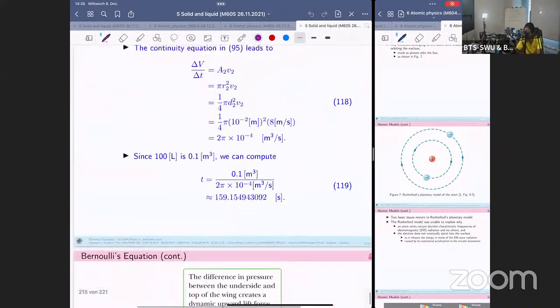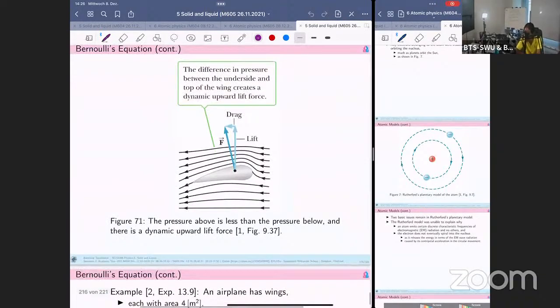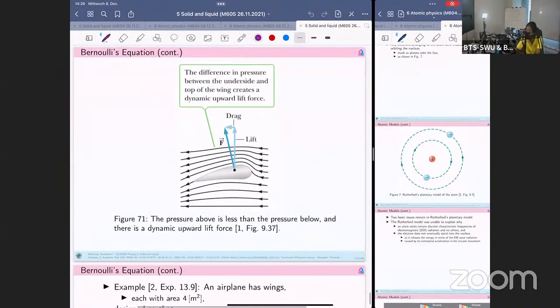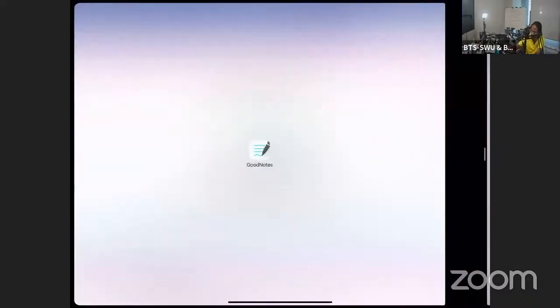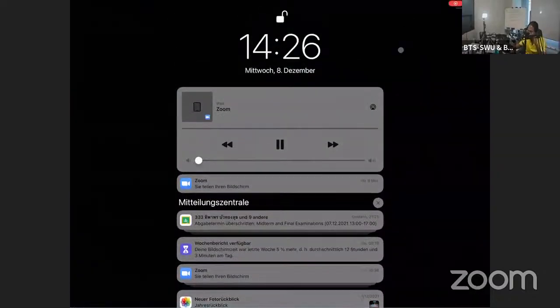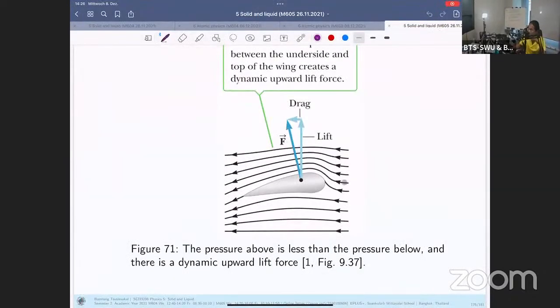The last problem for us in the first chapter is this one, right? It's the environment about the aircraft wing, the aircraft wing.